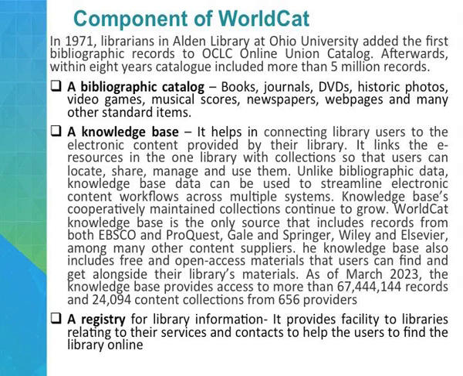In 1971, librarians at Alden Library at Ohio University added the first bibliographic record to OCLC, which was called the Online Union Catalog at that time. Afterwards, within 8 years, the catalog included more than 5 million records. Because of its popularity and practical implication, people realized its value and started participating in it. A bibliographic record has coverage of books, journals, DVDs, historic photos, video games, musical scores, newspapers, web pages and many other standard items.